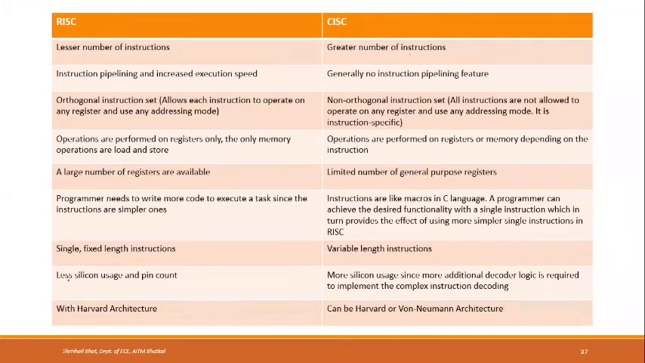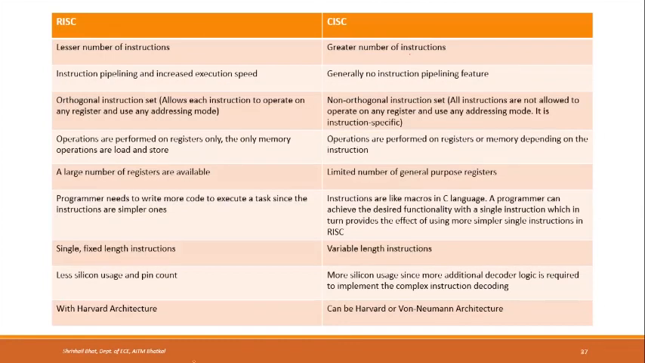And in RISC, we have only Harvard architecture, and CISC can be both Harvard and Von-Neumann architecture. Harvard architecture, as you know, has separate space for instruction and data memory. That means the instruction bus and data bus are separate. You can access instructions and data parallelly, whereas in Von-Neumann architecture both are accessed using the same bus. So parallel fetching of instruction and data cannot be done in Von-Neumann architecture. So CISC can have both Harvard and Von-Neumann, whereas RISC has only Harvard architecture.